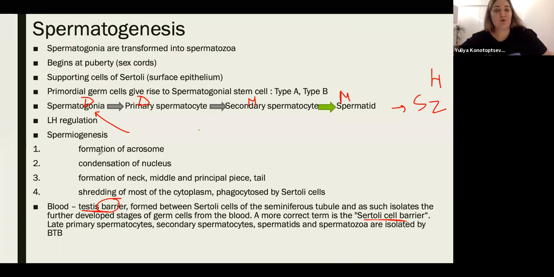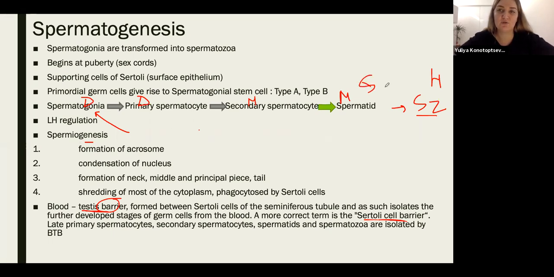There is an additional process which is called spermiogenesis. So this entire thing is called spermatogenesis. From the spermatogonia all the way to the spermatozoa, we're gonna call it spermatogenesis. Spermiogenesis is the last step. Okay, so spermiogenesis is the last step when spermatid matures to become spermatozoa.